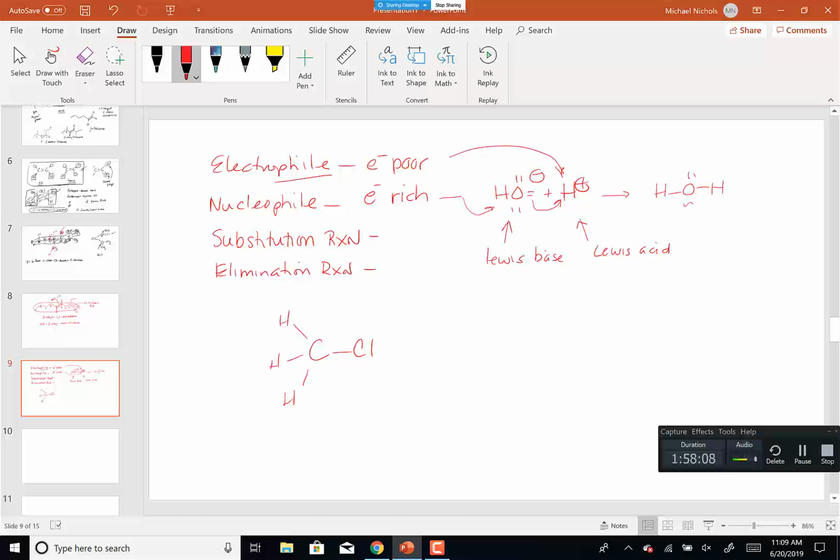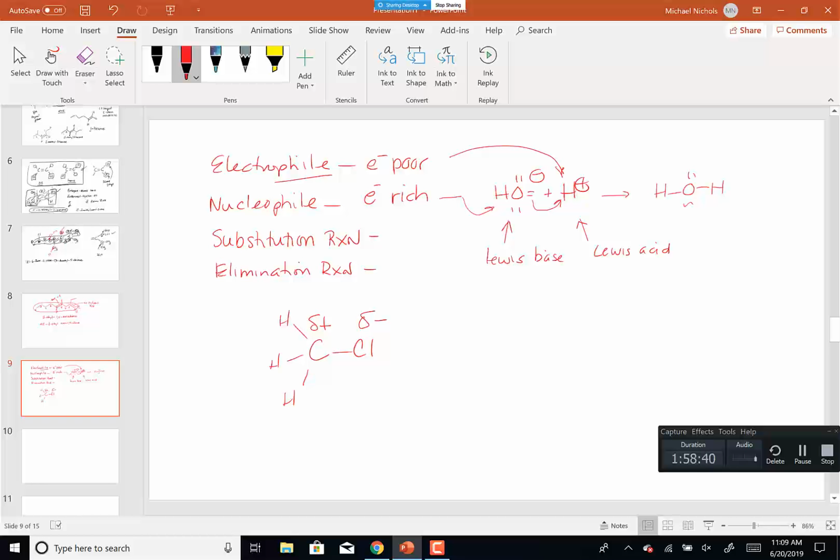Because we learned last week what would be the charges on the carbon and what would be the charge on the chlorine. What kind of negative? A delta negative, a partial negative. And what on the carbon? Partial positive.